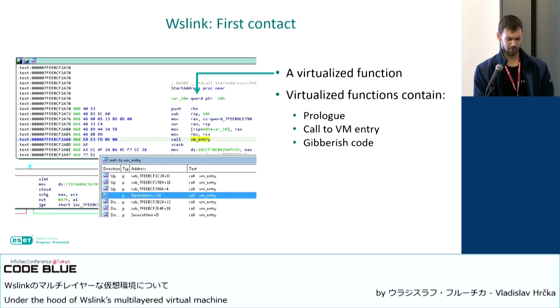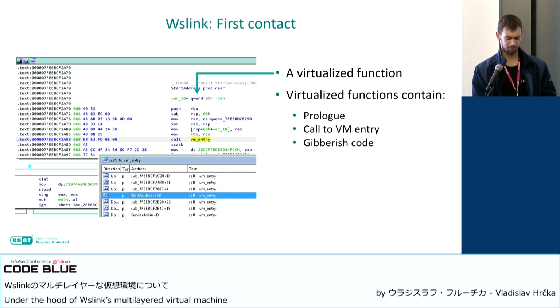So we open up the sample in IDA and look at the entry point. We see this function, and basically all the symbols that are in these examples are ours. They are not original, they were removed, and we decided to call this function vmm3. So this is a virtualized function, and we can see that the prologue is basically the original one. After that, there's this call to VM entry, and there are just some gibberish instructions. And IDA recognized 7 calls to this VM entry, which means that there are at least 7 virtualized functions.